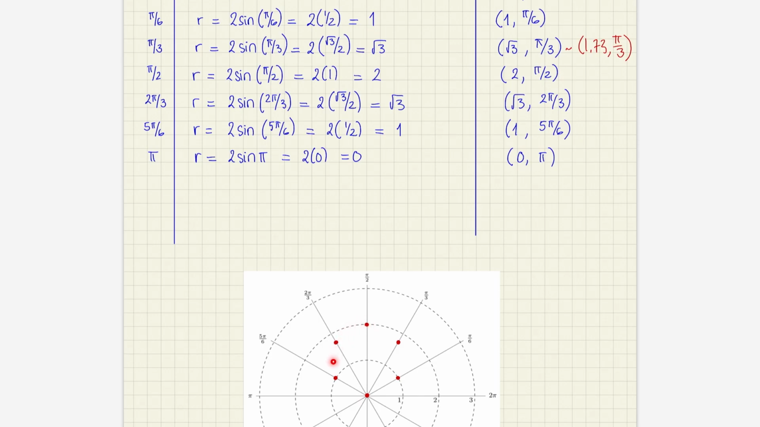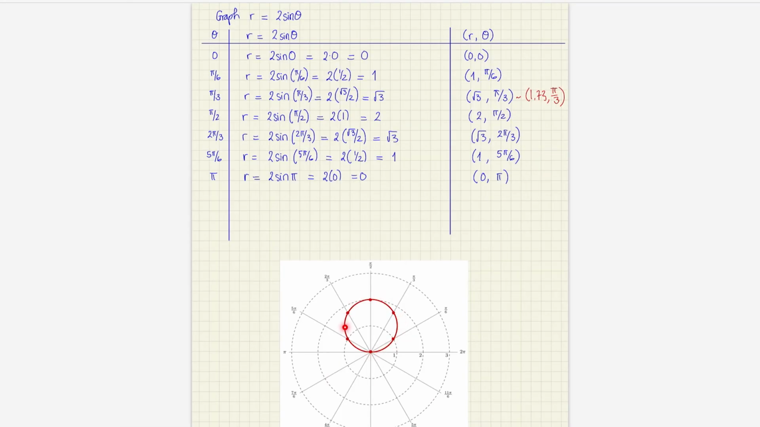So if I connect these, that gives me a circle. So after I connect all of the points, I get a circle. This is the graph of r equals 2 sine of theta, and we graph this by plotting the points on here.